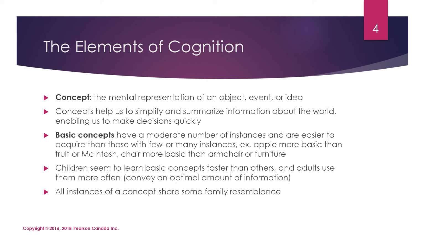to make decisions quickly. So we have what we call basic concepts, which are ones that have a moderate number of instances, and they're easier to acquire than those with few or many instances. So for example, we might consider an apple to be a more basic concept than saying fruit, which is kind of more expansive, or Macintosh, which is more specific. We might consider chair to be a more basic concept than something like an armchair, which is much more specific, or furniture, which is kind of a broader category. Children seem to be able to learn basic concepts faster than others, and adults often are shown to use them more often. So they tend to convey an optimal amount of information. And all instances within a concept share some family resemblance.